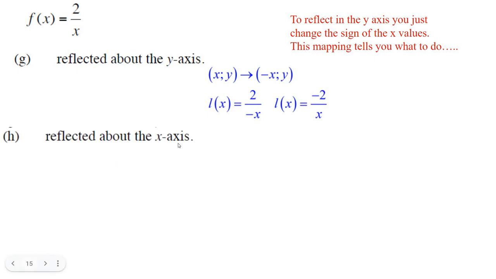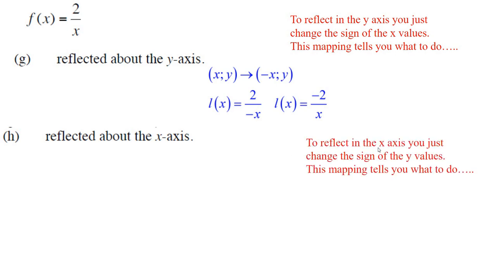Okay, what about reflecting about the x-axis? Well, if you switch the sign of the x to reflect about the y-axis, you must switch the y. To reflect in the x-axis, you just change the sign of the y values. Well, there's the map. Instead of x and y, it becomes x and minus y. So just put a minus y right there.